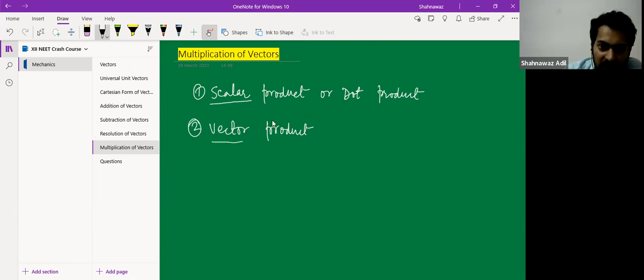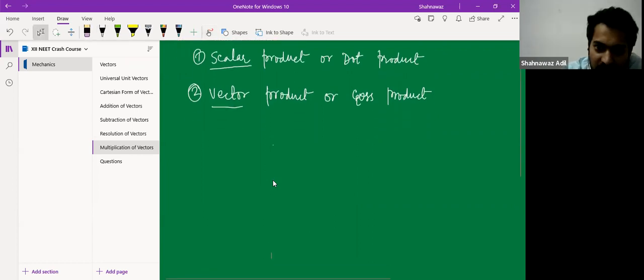And the other product is that when you multiply two vectors and you get another vector, then that is called a vector product. And this is also called a cross product. I'm giving you some recap, as you have already learned this in your previous classes, but I'm just giving some recap of these vectors.